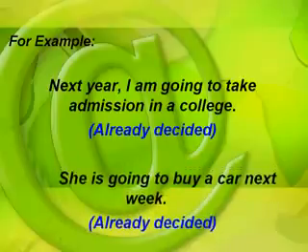Another example, she is going to buy a car next week, already decided. This is also an action which is already decided, and it is a prior decision. It's not an instant decision. It does not show that she decided to buy a car at the time of speaking. It shows that she had already decided this thing, and now she's just telling us about her decision.